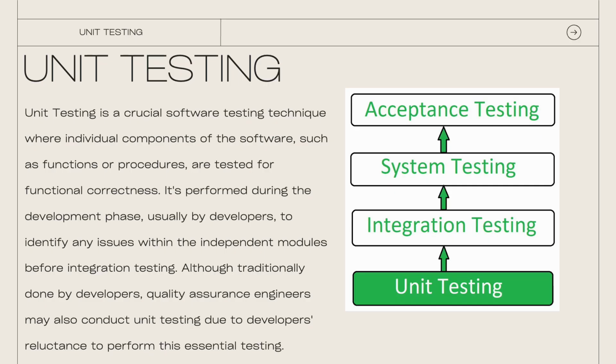Unit testing is a crucial software testing technique where individual components of software, such as functions or procedures, are tested for functional correctness. It is performed during the development phase, usually by developers, to identify any issues within the independent modules before integration testing. Although traditionally done by developers, quality assurance engineers may also conduct unit testing due to developers' reluctance to perform this essential testing.